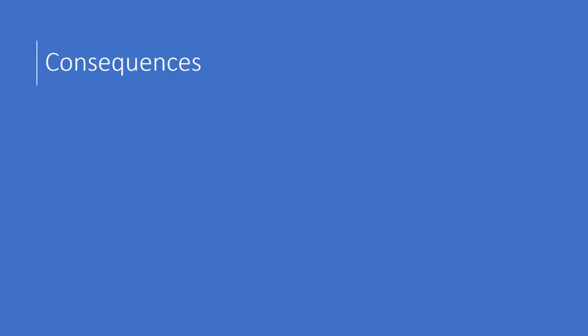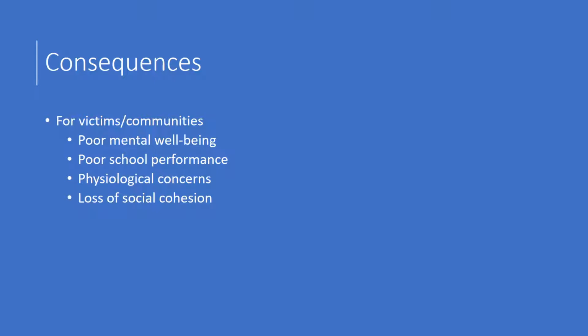So some consequences of youth violence for victims and communities. Some consequences include poor mental well-being, so anxiety, depression, behavioral disorders, poor school performance, so lower grades, missed school days, truancy, things of that nature. Physiological concerns. One study has shown that among adults who were bullied as children, they had higher inflammation rates, and loss of social cohesion. So if you've got kids who are terrorizing their neighbor kids, the parents then, assuming the parents are actively involved in their children's lives, might not feel comfortable getting together with those other neighbors with that child. So the cohesion of the neighborhood is disrupted in that sense.